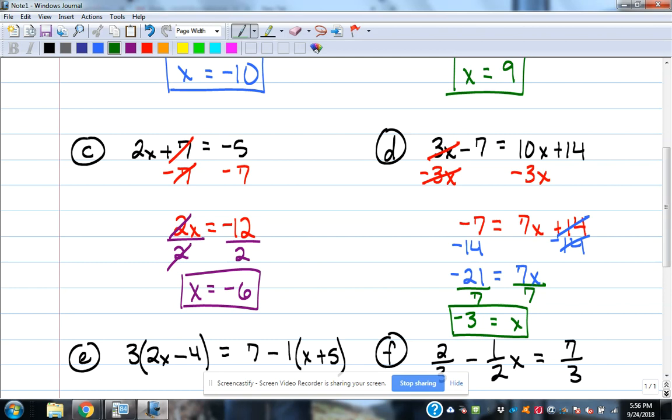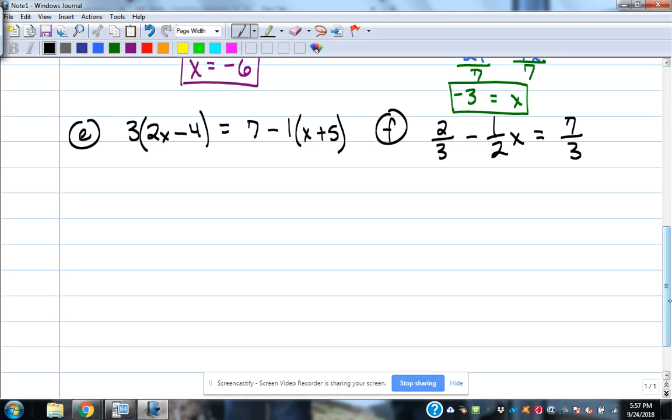If we had moved the 10x at the very beginning and worked it correctly, we would have ended up with the exact same answer. It does not matter which direction you go first, as long as you get letters to one side, numbers to the other. It doesn't matter which way you do that, as long as you're doing legal operations and getting like terms together on opposite sides.